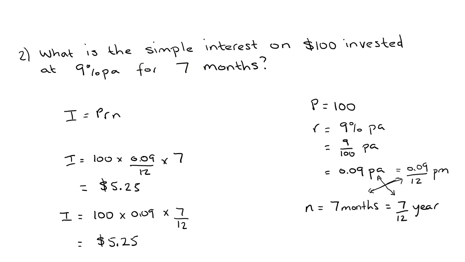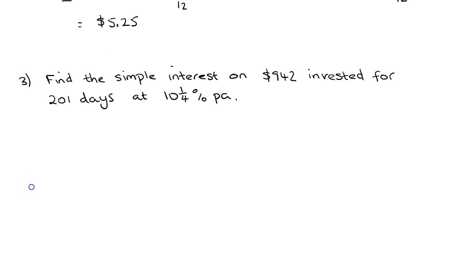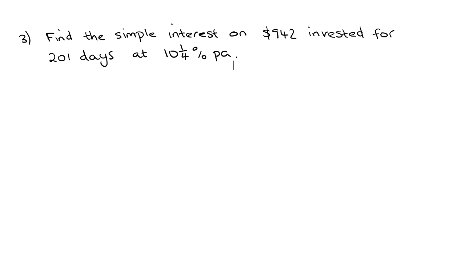I'm going to finish by doing just one more example. I'm going to make it as complicated as I can here. Find the simple interest on $942 invested for 201 days at 10.25% per annum. So you can see that we have two different time periods. This is per year and this is in days. And again, we're going to have to convert so that the two of them are in the same time period.